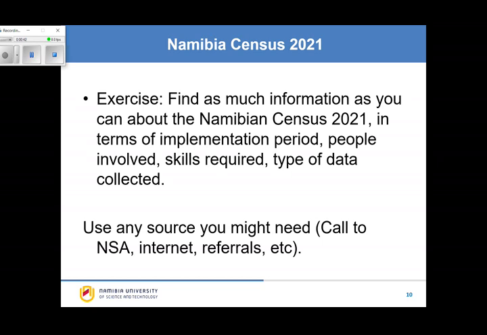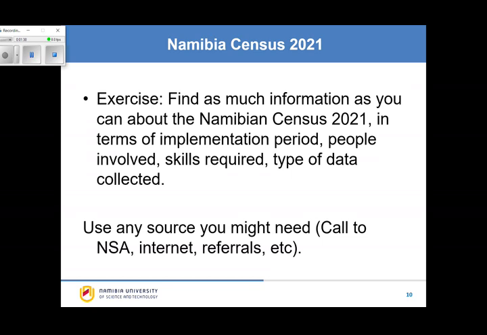So again, you have a class exercise. Remember, these class exercises are very important for remote teaching. This exercise consists of finding as much information as you can about the census 2021 in terms of implementation period, if it is going to be implemented in 21, 22, 23, if it is suspended until further notice, how many people are going to be involved, which kind of people, do they need GIS or remote sensing specialists or mathematicians or statisticians, the type of data which is going to be collected, are they going to try to collect lifestyle, or are they going to include, I don't know, more detailed information about salaries, all these things, okay?